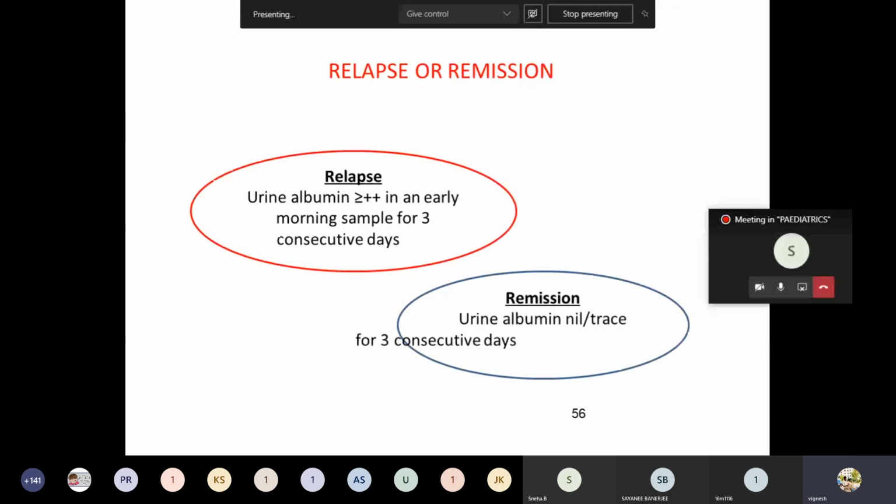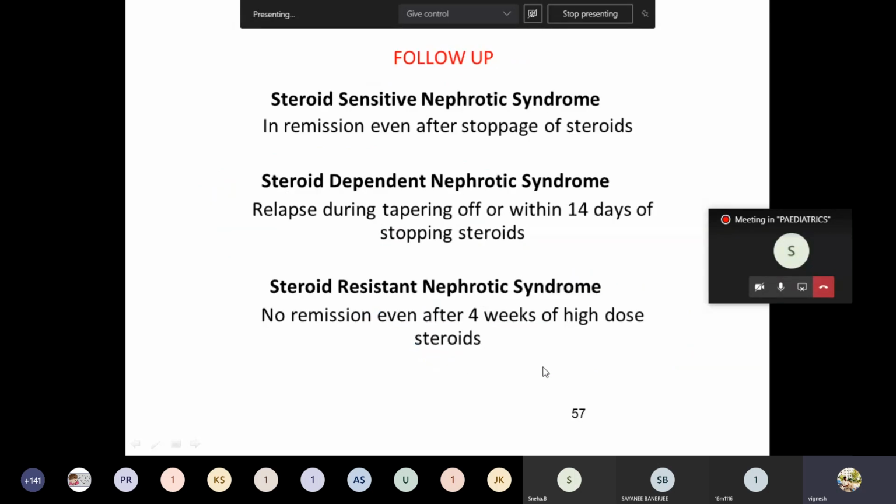So how do we do the follow-up? The follow-up depends on relapse or remission. Relapse is defined as urine albumin more than 2+ in an early morning sample for 3 consecutive days. Please remember, this question will be asked: what does relapse mean? If the albumin level is 2+ for 3 consecutive days in the morning, that is called a relapse. What is remission? Remission is urine albumin nil or traces for 3 consecutive days. This is normal. Okay. Please remember, these questions are frequently asked in examinations.